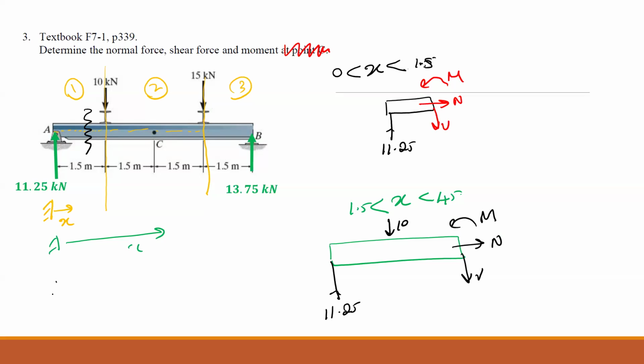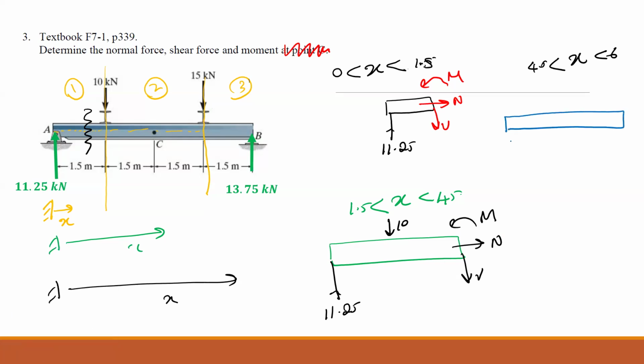And again, the next one is at the third side. So that means x is between 4.5 and 6. Then I have another arrangement like this. So I have 11.25 and I have 10 here. And again, I have 15 here and I have N, V, and M. So these are the three possible ways that I can cut. Am I right? Do you agree with me?